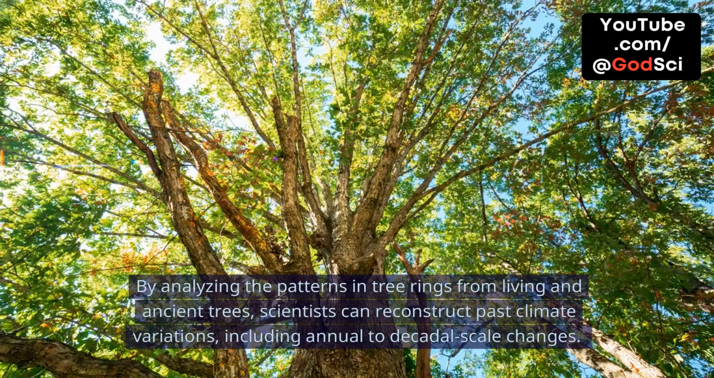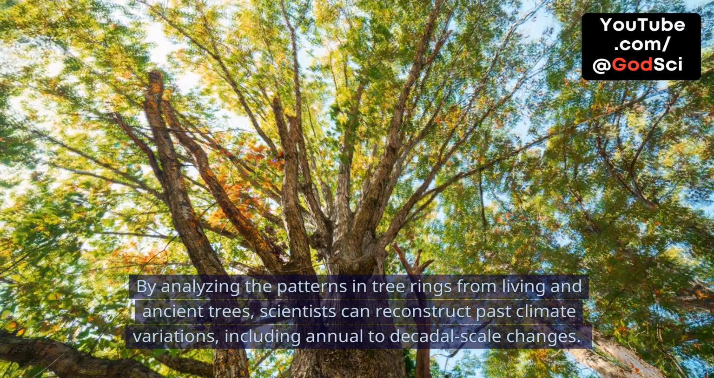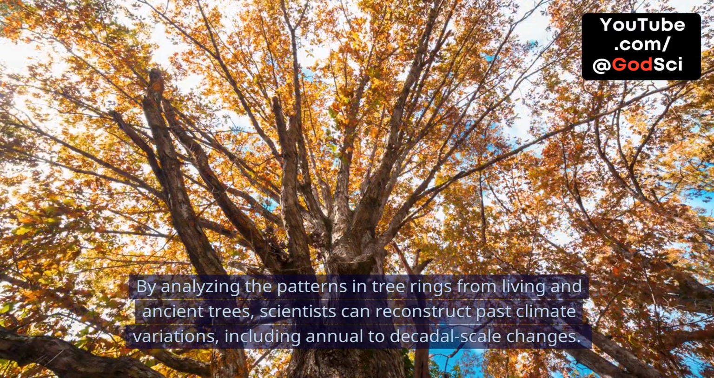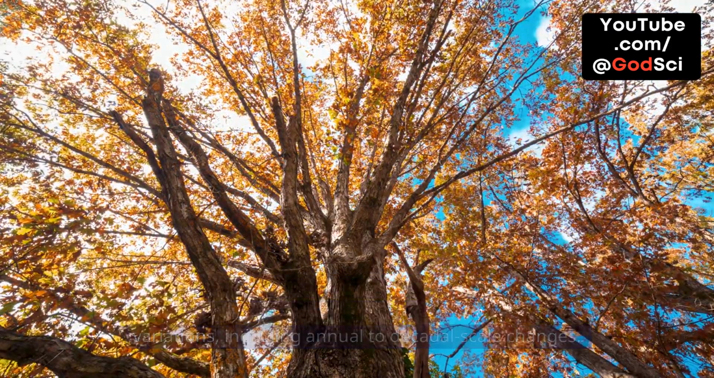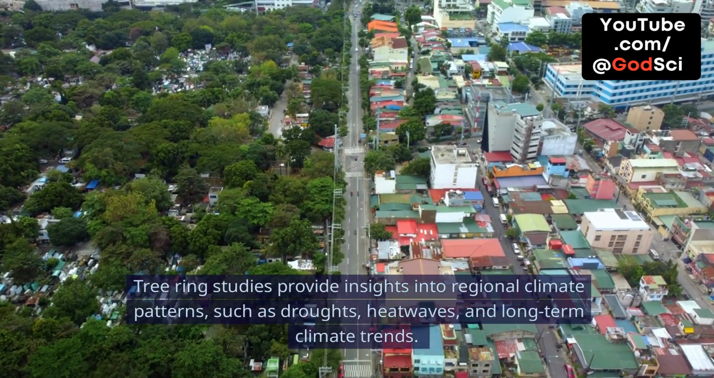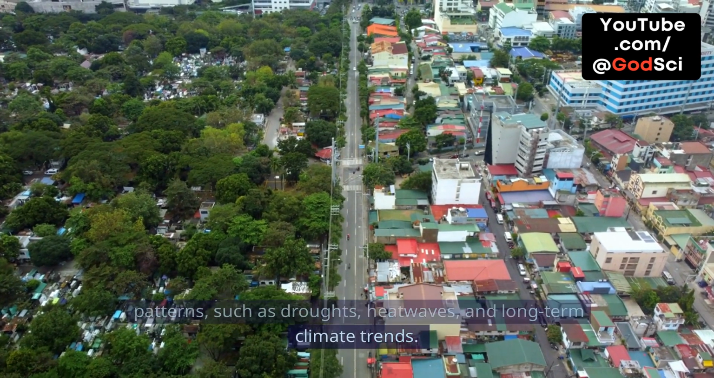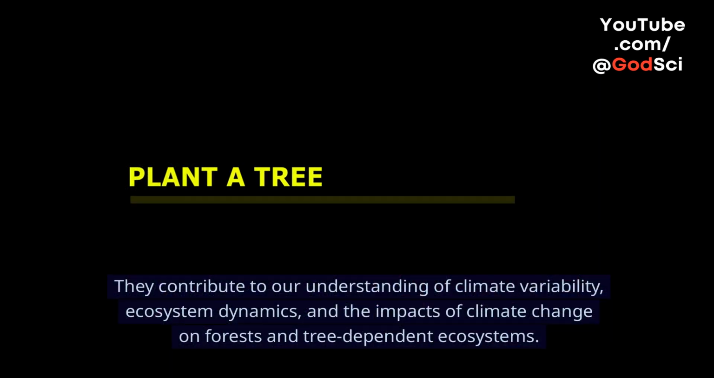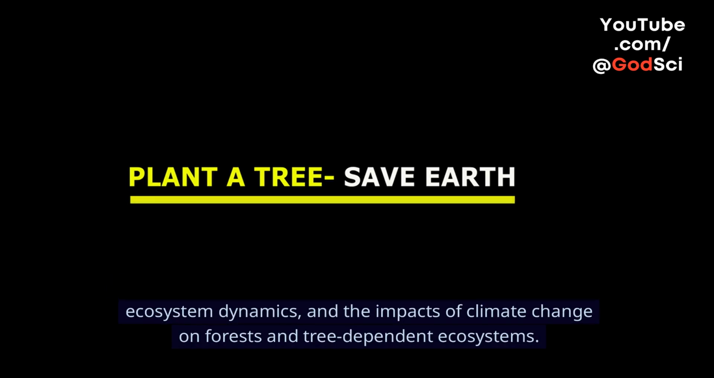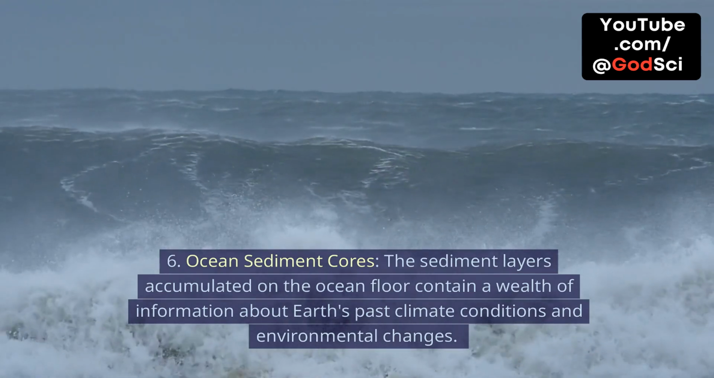By analyzing the patterns in tree rings from living and ancient trees, scientists can reconstruct past climate variations, including annual to decadal scale changes. Tree ring studies provide insights into regional climate patterns, such as droughts, heat waves, and long-term climate trends. They contribute to our understanding of climate variability, ecosystem dynamics, and the impacts of climate change on forests and tree-dependent ecosystems. 6. Ocean sediment cores.